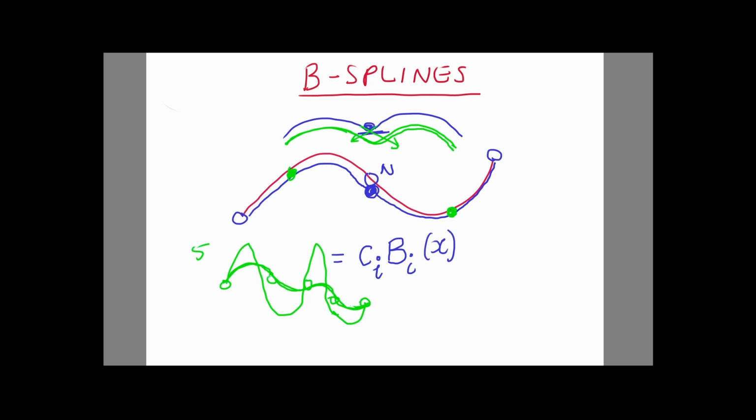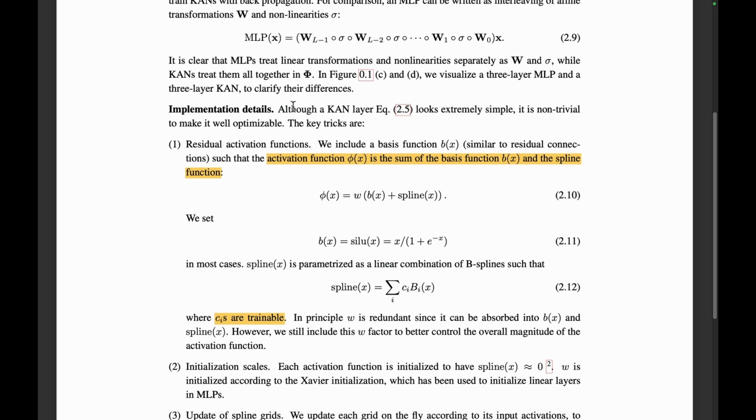Because we cannot impose this kind of a constraint on the gradient, what they have done in the paper is introduce residual activation functions. If we take several basis functions, they're going to be like this, and they're going to be in different shapes. In order to ensure that they are combined in a smooth way, they have introduced residual activation functions in the paper. That is what they have mentioned in the implementation details, which is that although the KAN layer looks extremely simple, it's non-trivial to make it well optimizable. So one of the key tricks is to use residual activation functions.